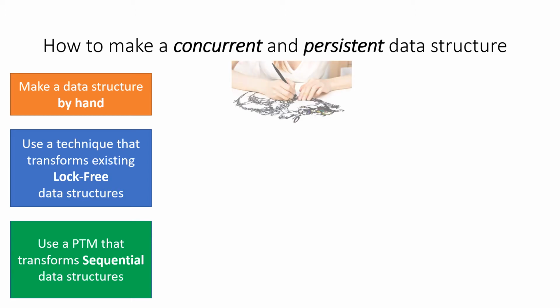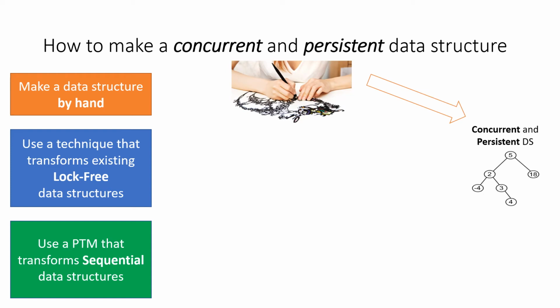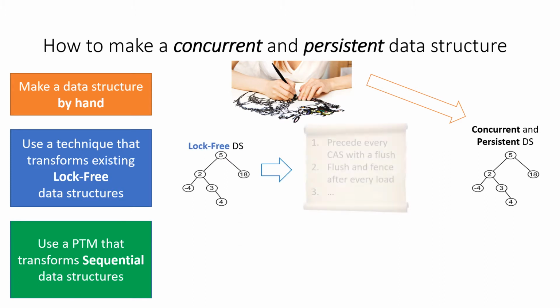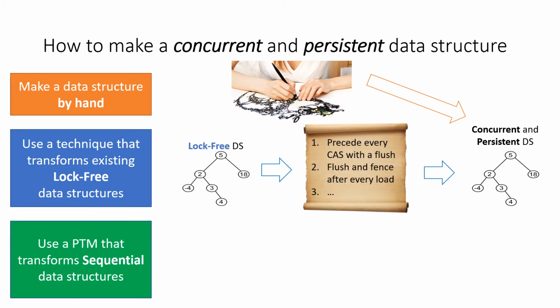We can make a persistent and concurrent data structure by designing it from scratch. This is very hard to do correctly and usually requires an entire paper just to describe the algorithm. Or we can take an existing lock-free data structure and apply some kind of recipe to also make it persistent. This recipe is usually simple, and there are several papers on that topic.